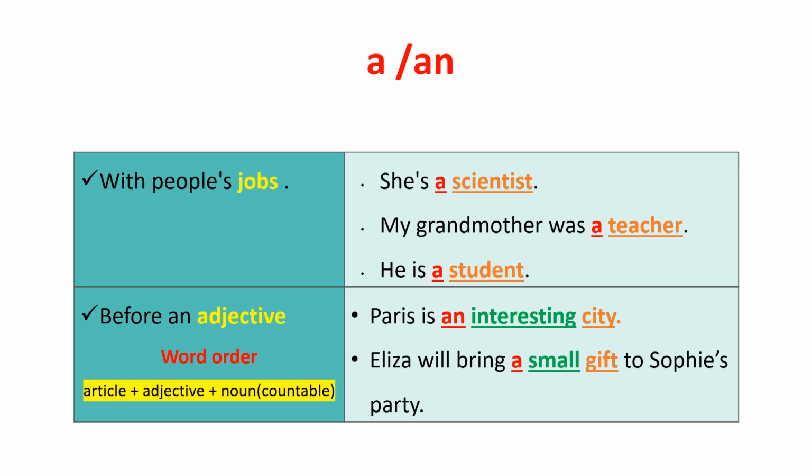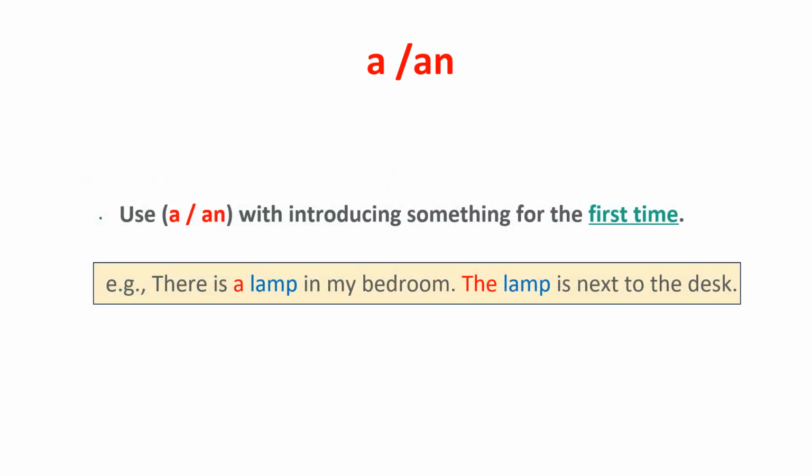We also use a or an before an adjective. The word order is article plus adjective plus noun, which is countable. For example, Paris is an interesting city. Elisa will bring a small gift to Sophie's party. Use a or an when introducing something for the first time. For example, there is a lamp in my bedroom. The lamp is next to the desk.